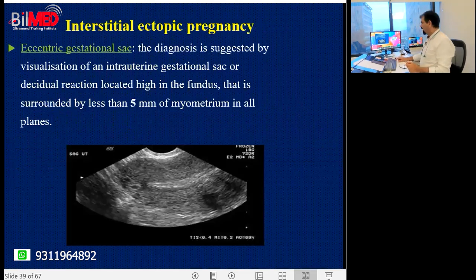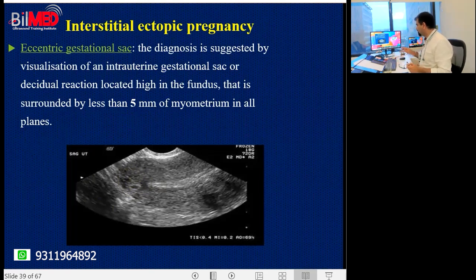There is something called interstitial pregnancy. I recently, last week only, diagnosed one case. I will show you the clips of that case, but first try to understand what interstitial pregnancy is. Interstitial pregnancy means that it is neither in the endometrial cavity nor in the tube. It will be somewhere in between. This is called interstitial ectopic pregnancy.